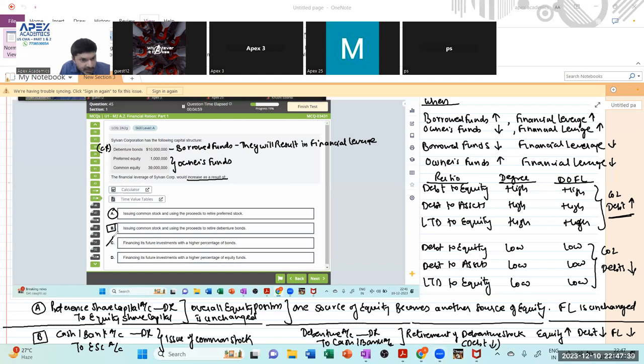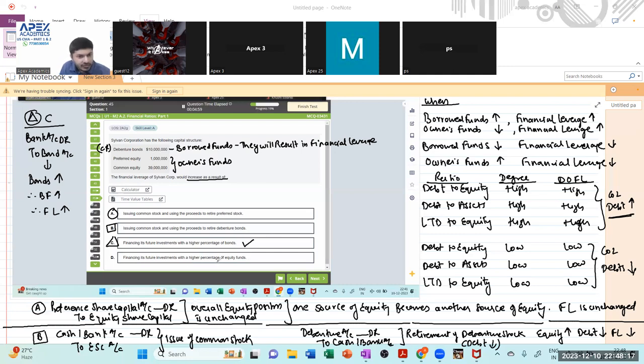Now I'm doing a triangle, entry number C: financing its future investments with a high percentage of bonds. You are issuing bonds for money. Debit what comes in? Bank account debit to bond account. What happened over here? The bonds went up. Therefore, your borrowed funds went up. Therefore, your financial leverage went up.